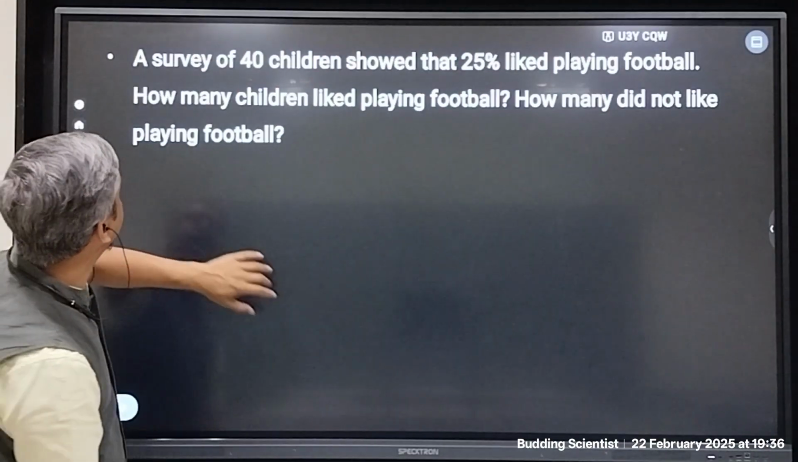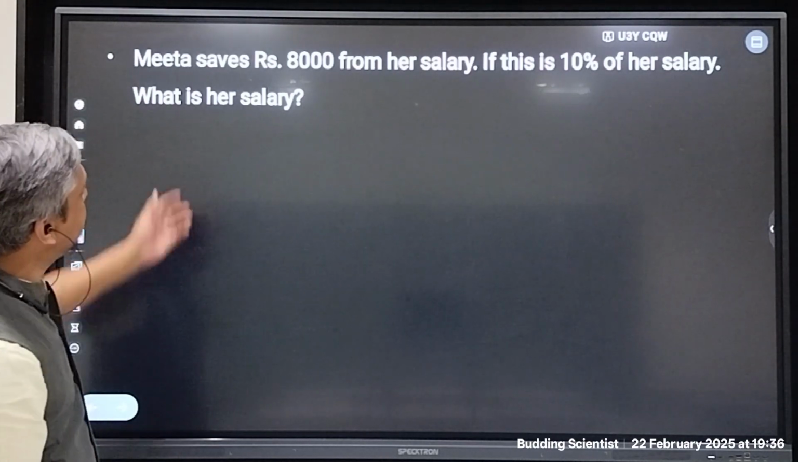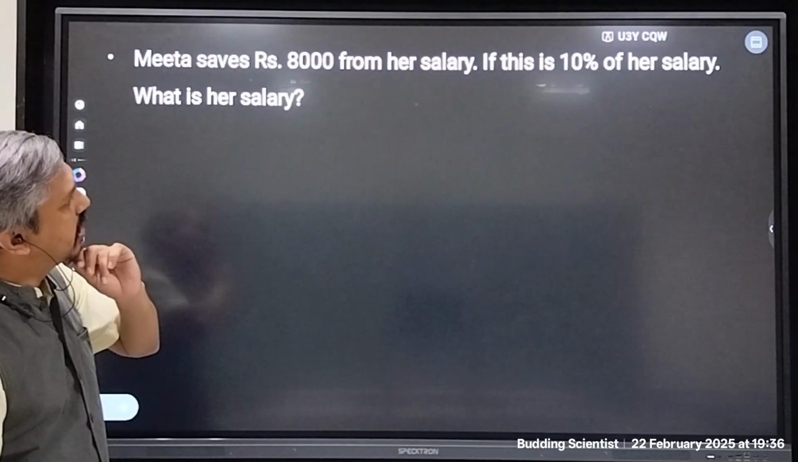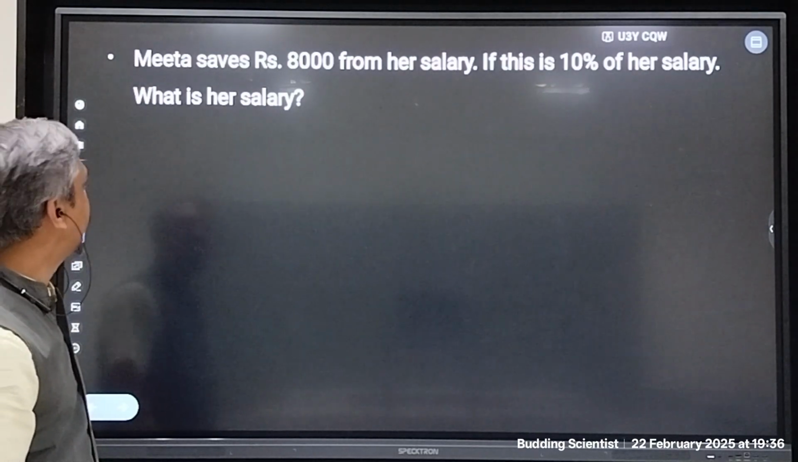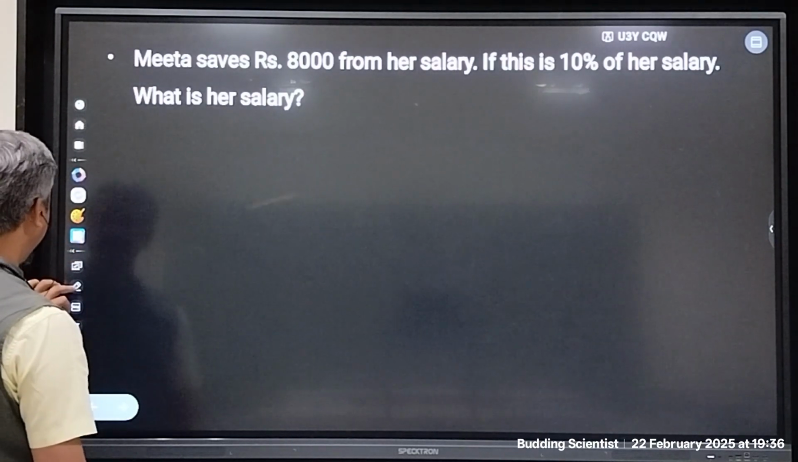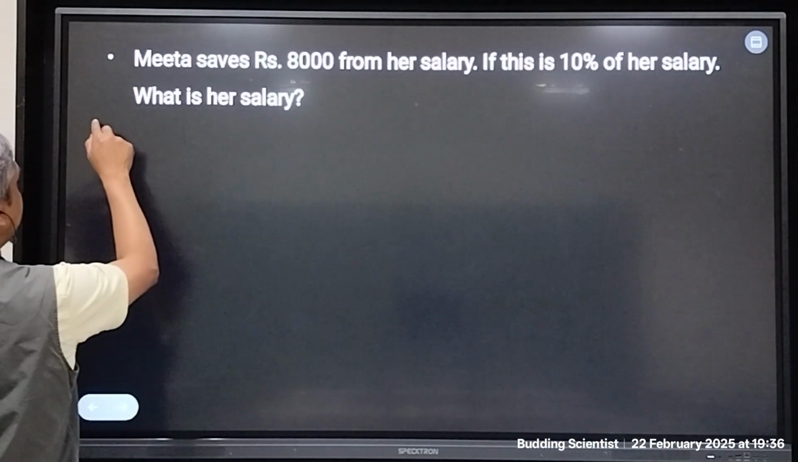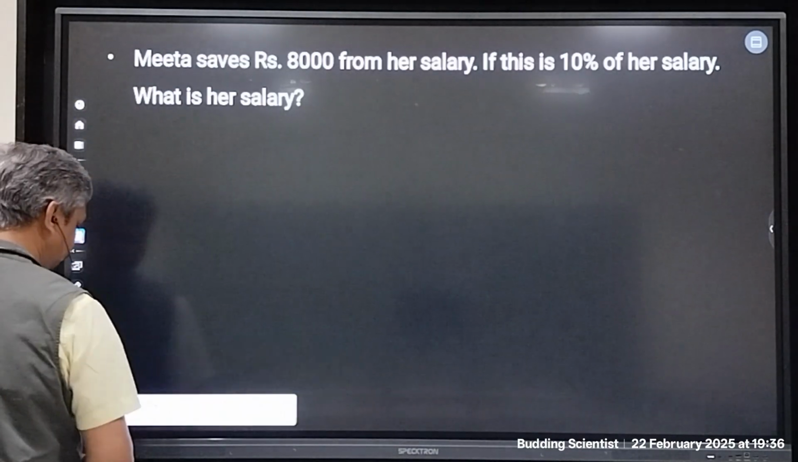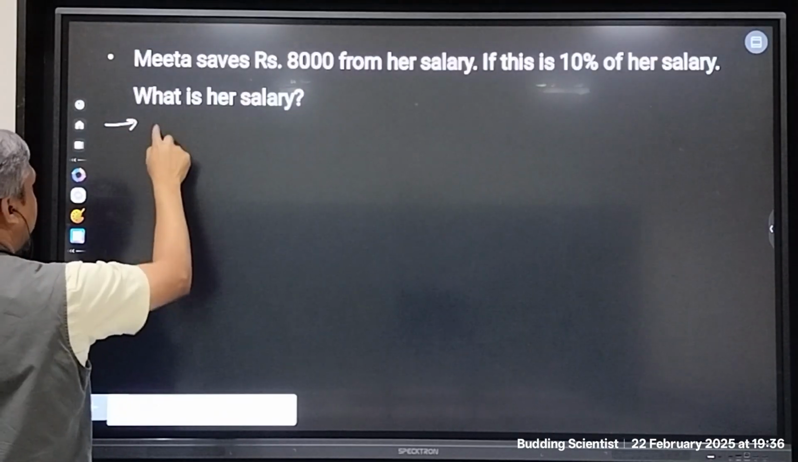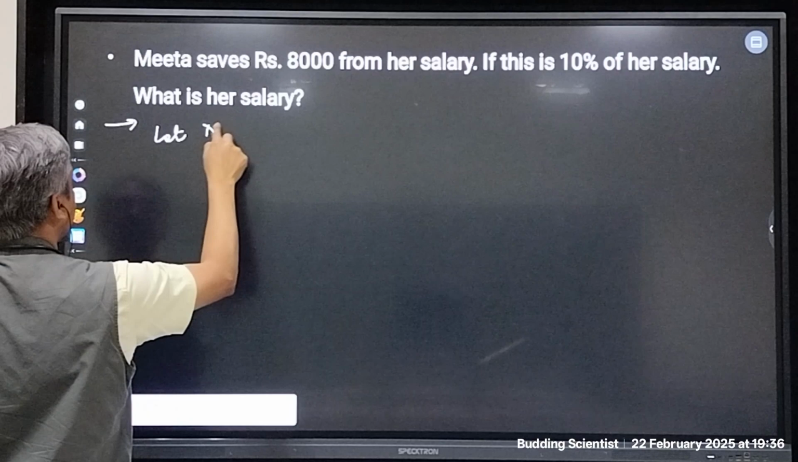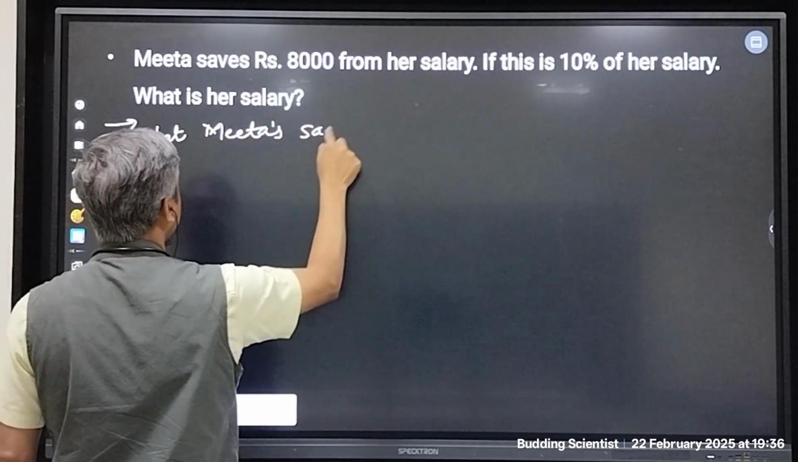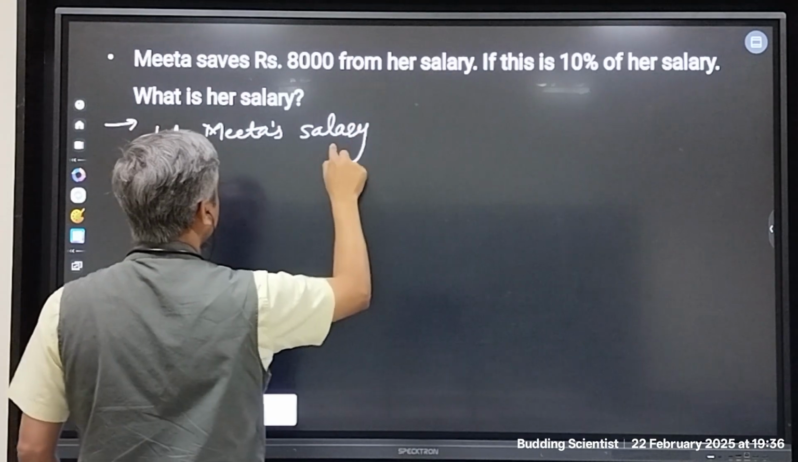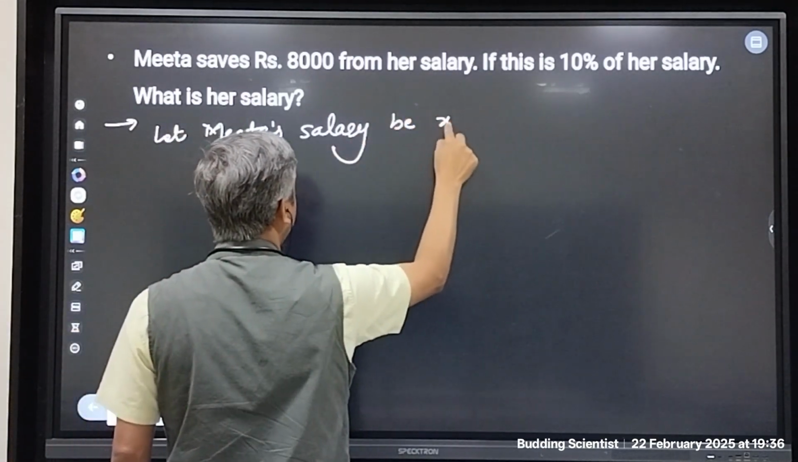The next problem. Meeta saves rupees 8,000 from her salary. If this is her 10% of the salary, what is her salary? There are many ways to solve this problem, but we'll go with the simplest one possible. Let Meeta's salary be X.